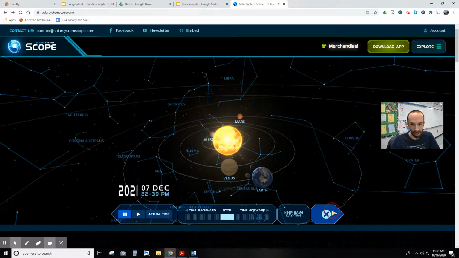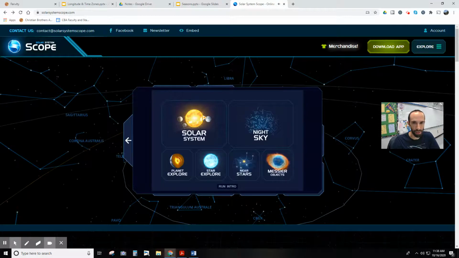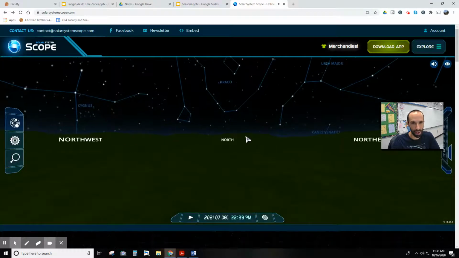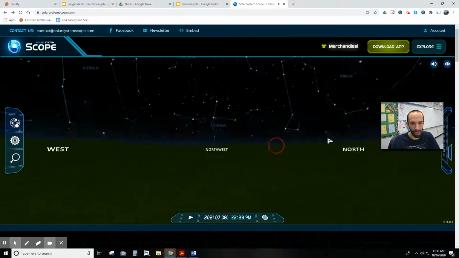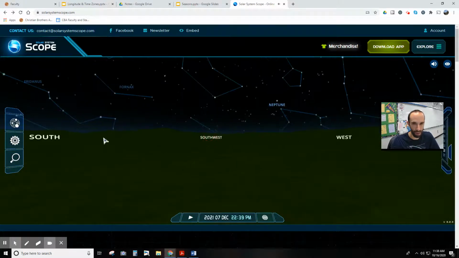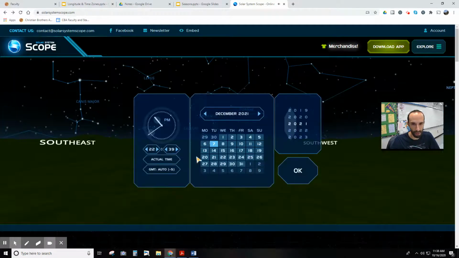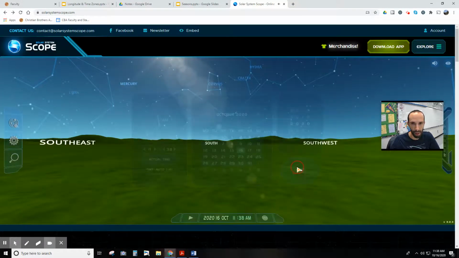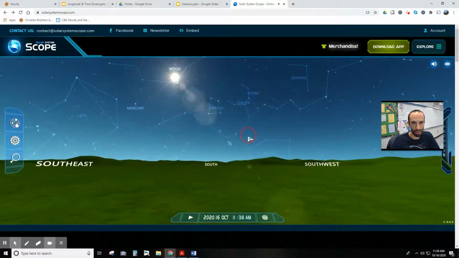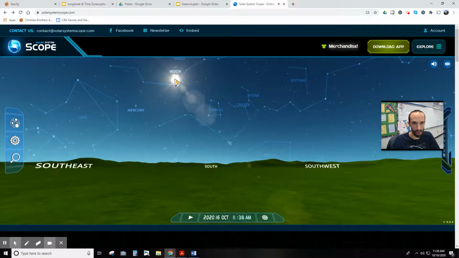Let me go to something a little bit different. This is another option. You can go to what's called the Night Sky Viewer. This kind of looks like that Stellarium program that we were playing around with last week. Let's go to actual time. So this is October the 16th, and you can see where the sun is located.